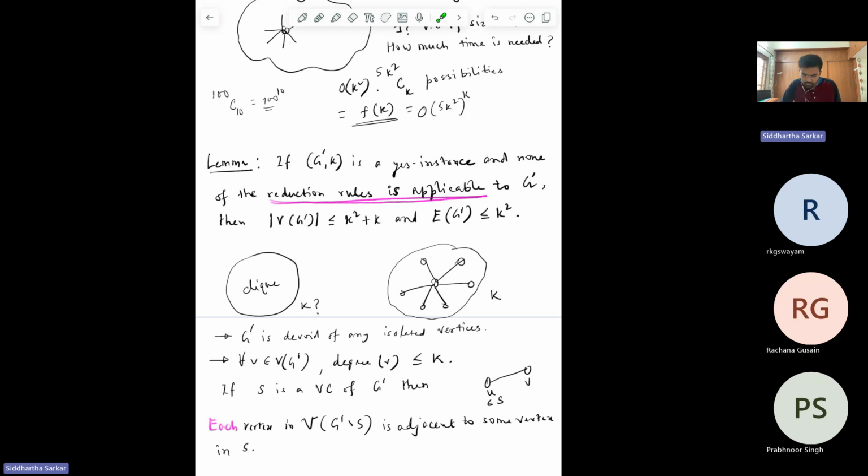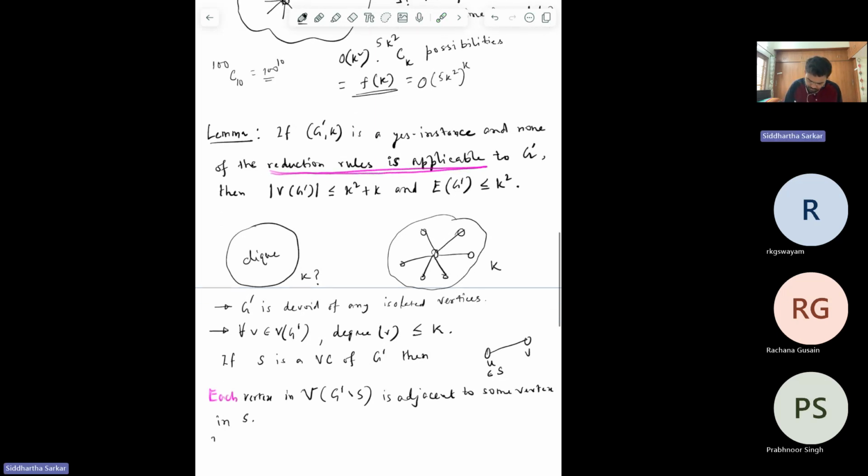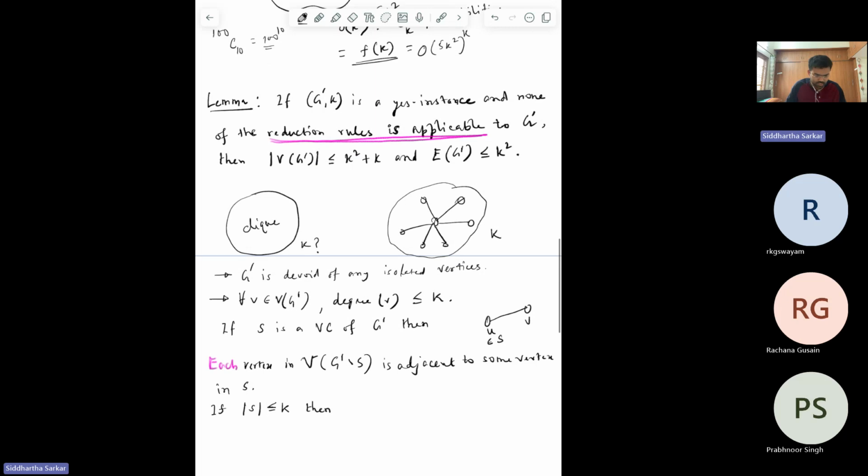All right. So if the size of the vertex cover is at most k, what is the size of the graph? How many vertices are there in the reduced graph? That is equal to the number of vertices in S plus the number of vertices in G dash minus S. You know that the first term is at most k.